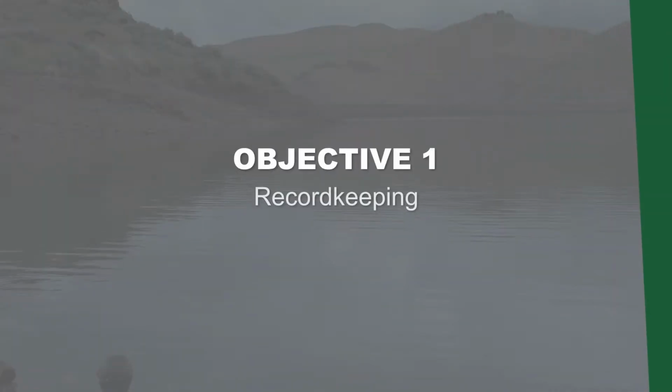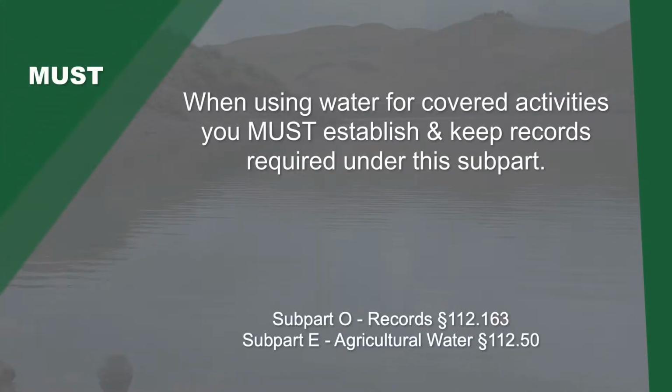Okay, let's get started. Our first objective covers the record-keeping requirements of Subpart E. When using water for covered activities, you must establish and keep records required under this subpart in accordance with the requirements of Subpart O, records. If you are already keeping records that meet the requirements outlined, there is no need to duplicate them if they contain all the required information.